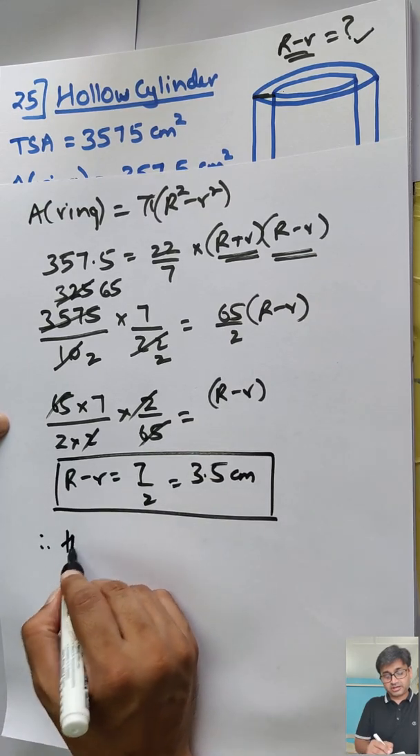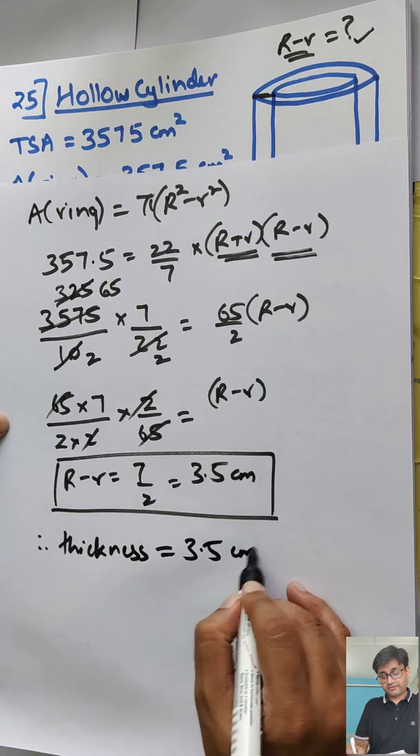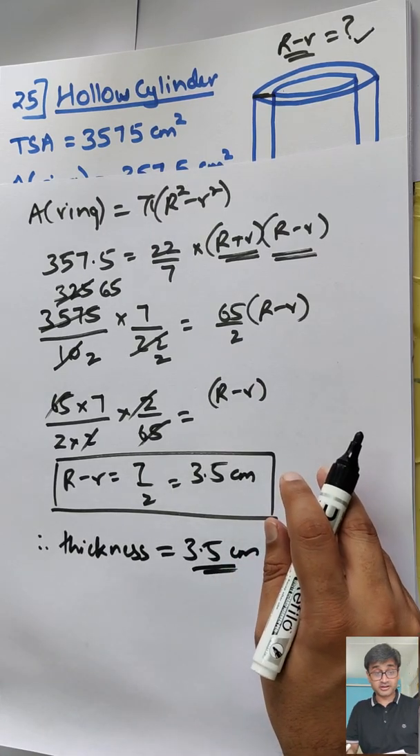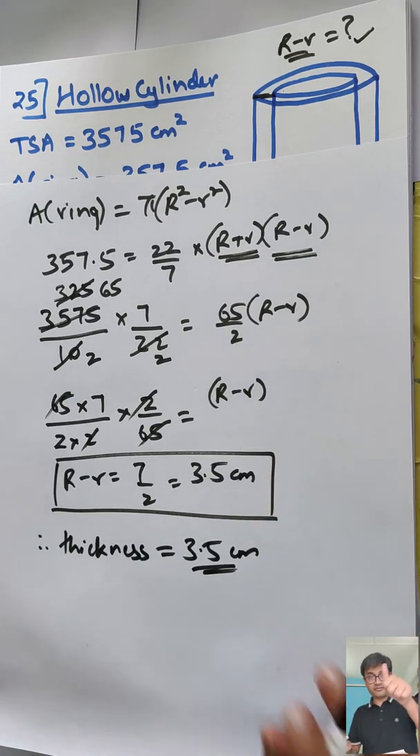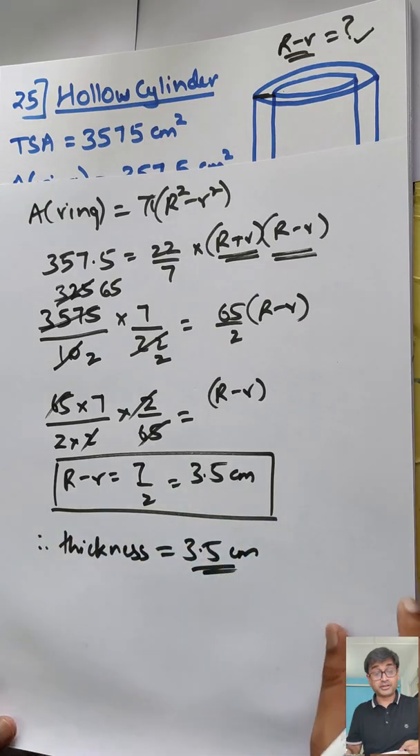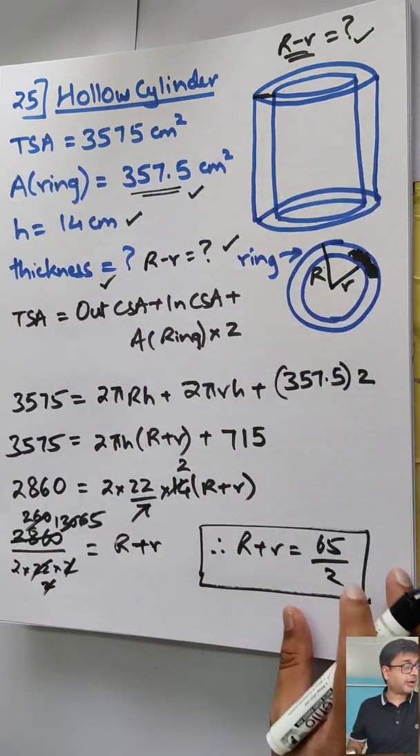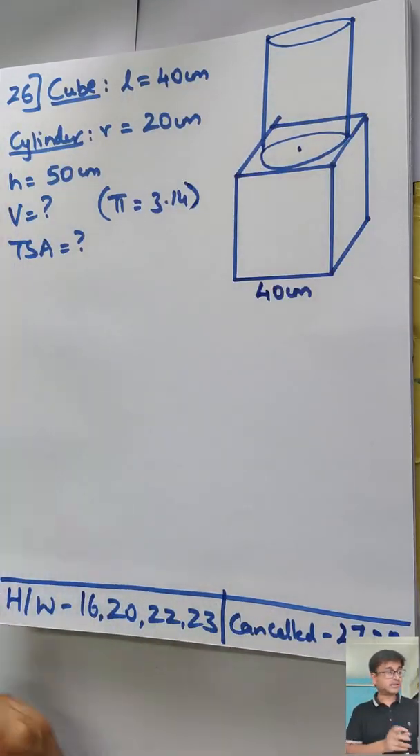So we can say, therefore, thickness is equal to 3.5 centimeters. Did we get it correct? Let me check. Sum number 25, 3.5. Ha! Lovely question, no? Great. I'm happy that you are able to manage it. Keep it up. Let's go with the last question, sum number 26.